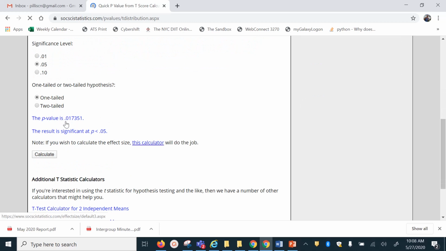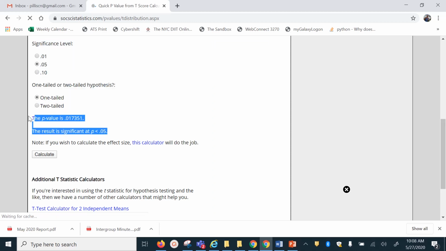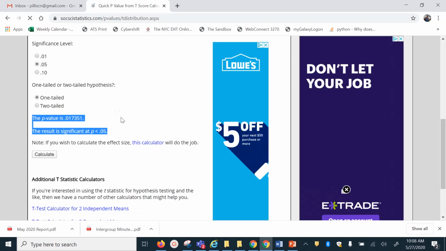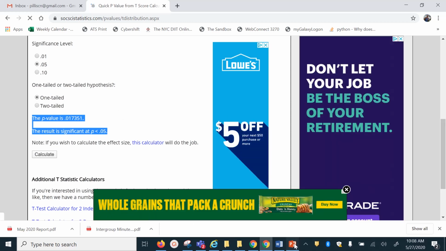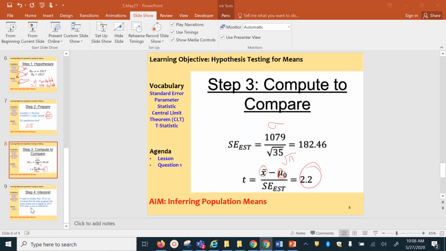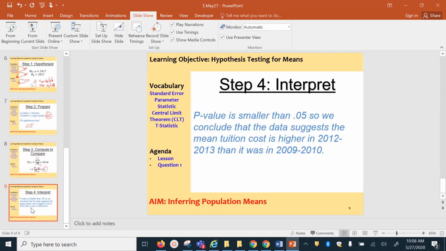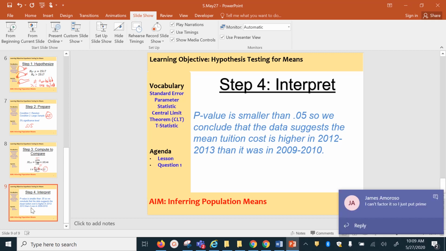So the p-value is 0.01, which is less than 0.05. So I can copy and paste this into both step 3 and step 4, because this is telling me that since p is less than 0.05, here, let's go to that slide. The p-value is smaller than 0.05, so we conclude that the data suggests that the mean tuition cost is higher in 2013 than it was in 2009, 2010.